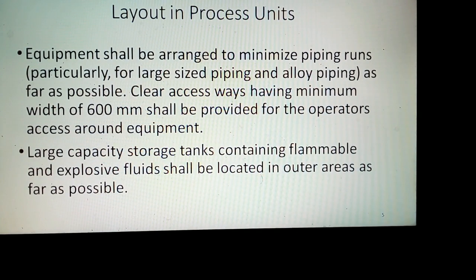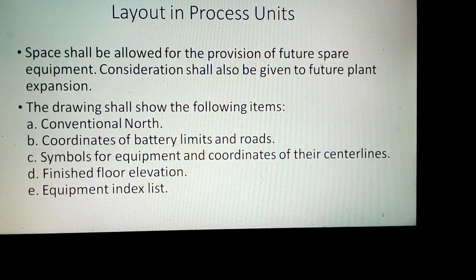Equipment shall be arranged to minimize piping runs, particularly for large-sized piping and alloy piping, as far as possible. Clear access ways having a minimum width of 600 mm shall be provided for the operator's access around the equipment. Large capacity storage tanks containing flammable and explosive fluids shall be located in outer areas as far as possible. Space shall be allowed for the provision of future spare equipment. Consideration shall also be given to future plant expansion.